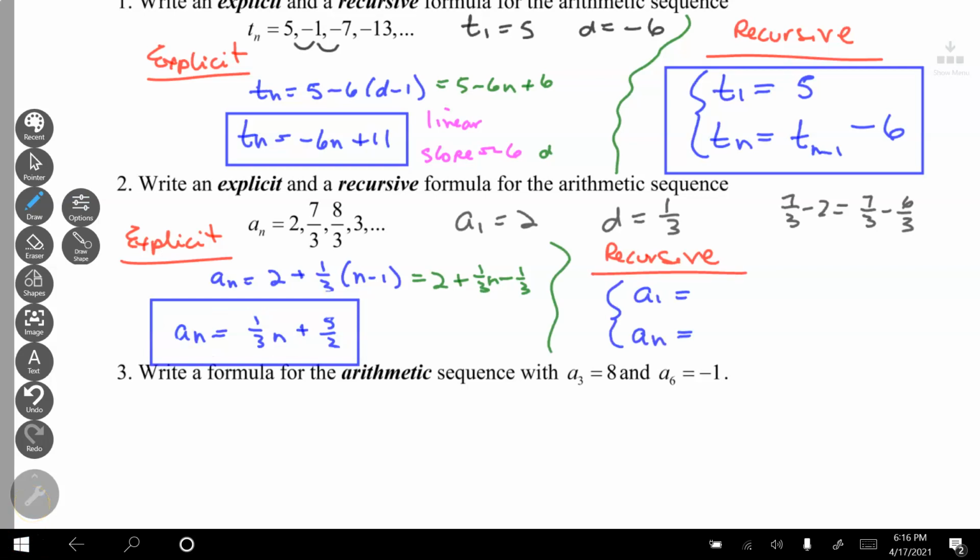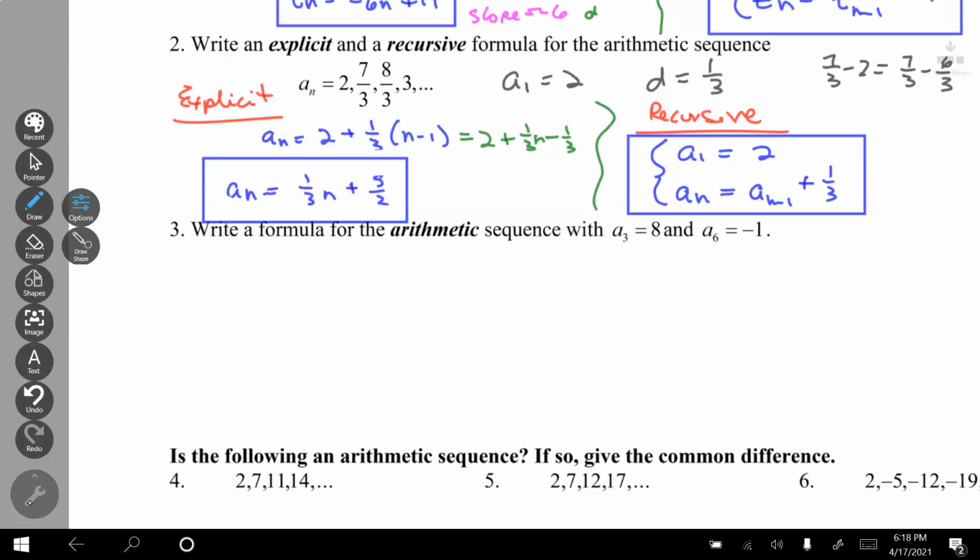And the recursive one, it's pretty easy to write. The first term is given, it's 2, and the pattern is adding a third. So a sub n is equal to a sub n minus 1, the last answer, plus a third. And there we go. Those are the way we write those formulas.